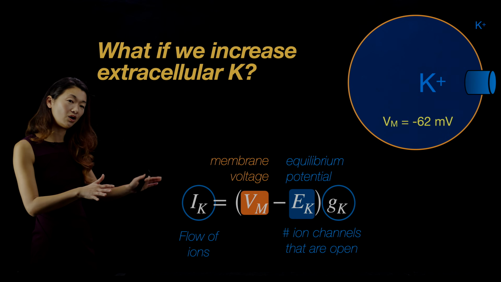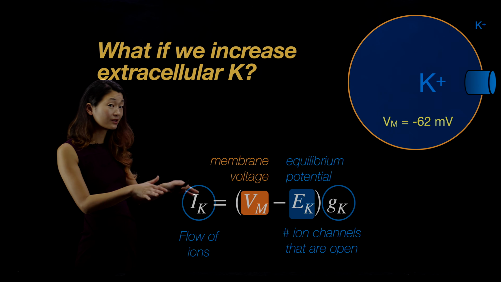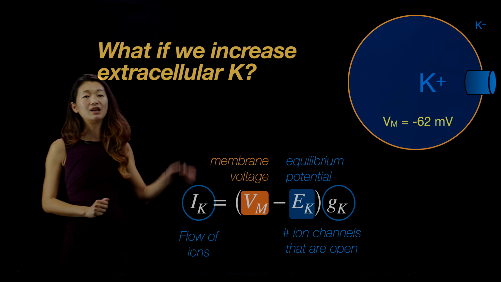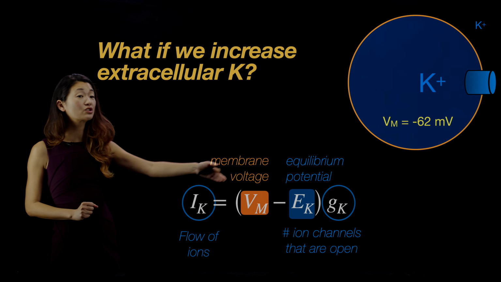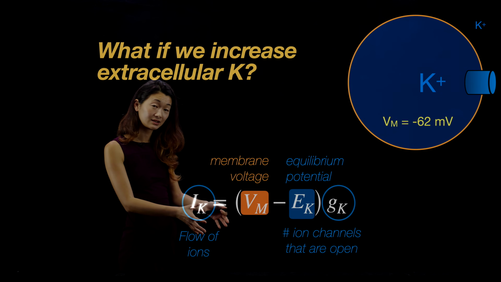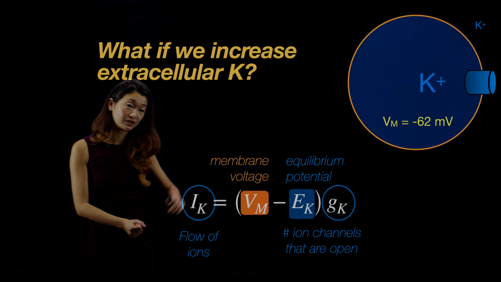Okay? Now, armed with this equation, I want you to actually work through the numbers and quantitatively think about what might happen if we increase extracellular potassium. What would happen to each of these terms, right? So we're trying to get to what happens to the flow of ions. We know something about membrane voltage.